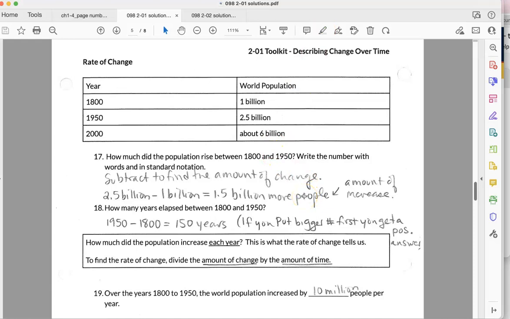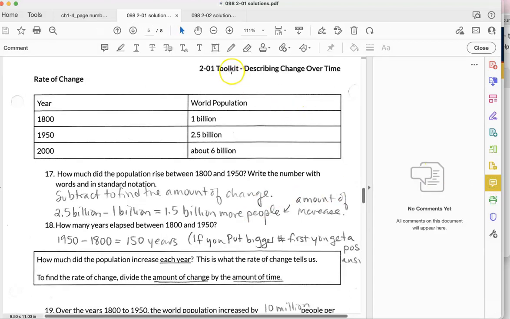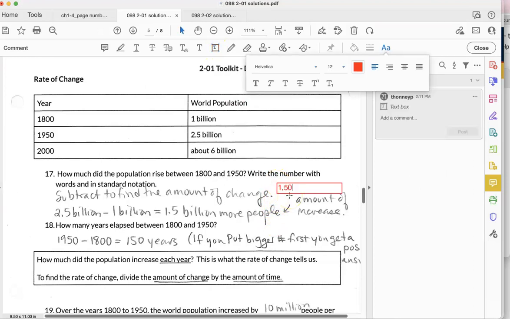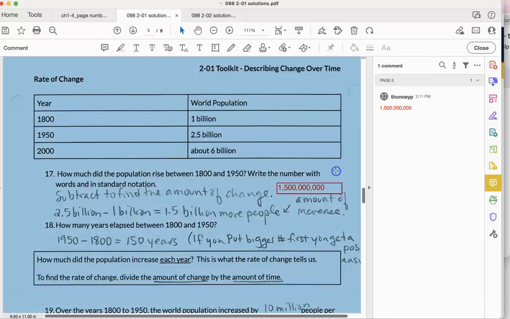1.5 billion. You know how to write that out in standard notation. I don't know if I can do this successfully here. Text box, let's give it a try. 1500. There you go.